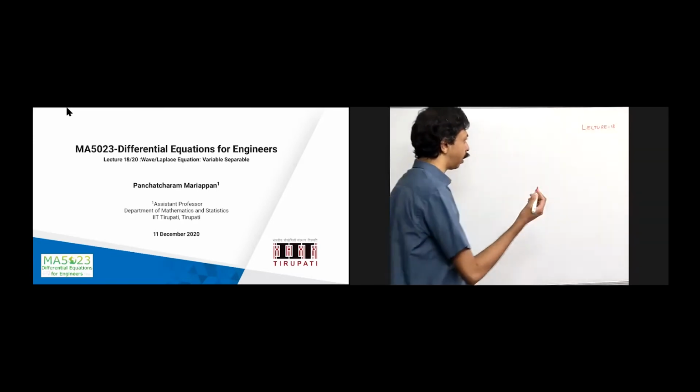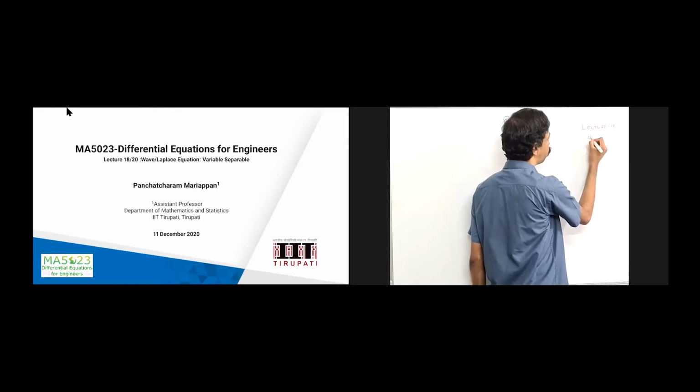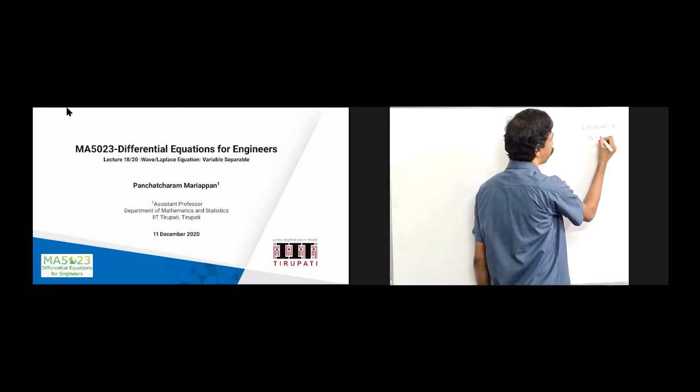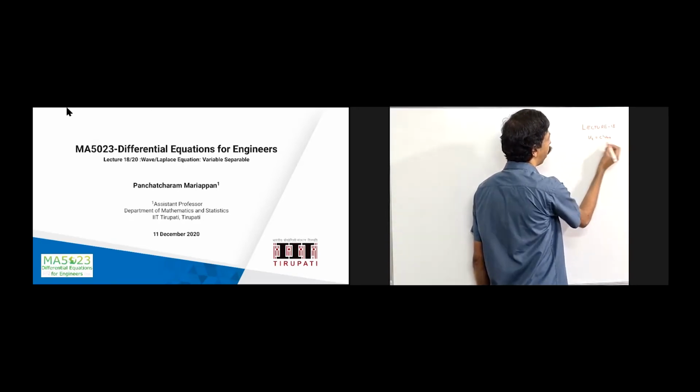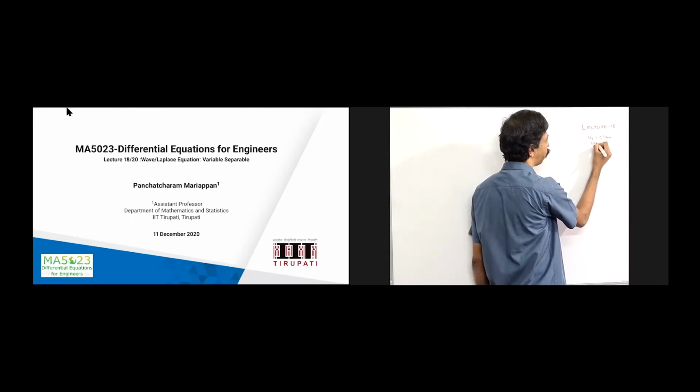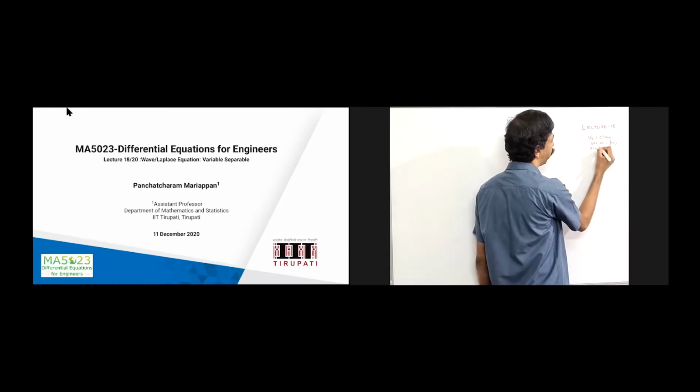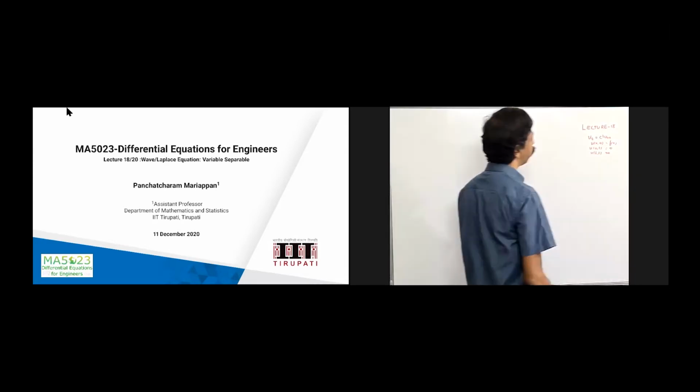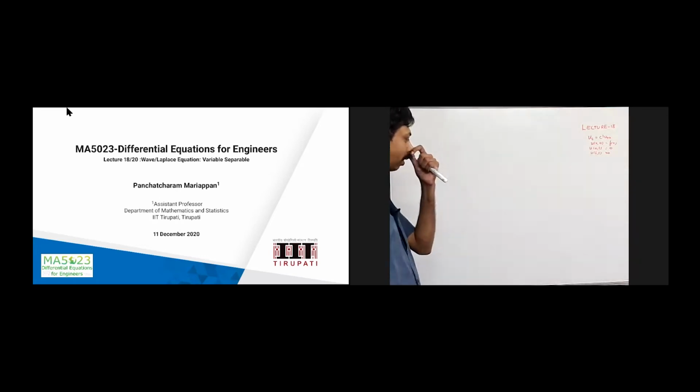What we considered in the last class was this problem: u_t equal to c square u_xx, with u(x,0) equal to f(x), u(0,t) equal to 0, and u(l,t) equal to 0. This is the one we did in the last class, and we used the variable separable method to solve the problem.